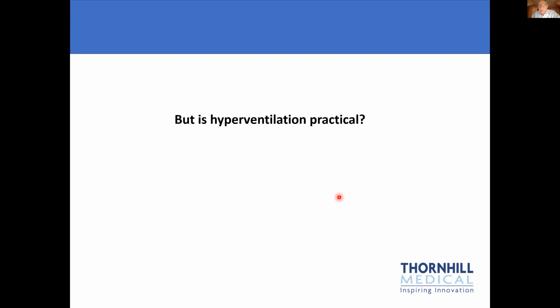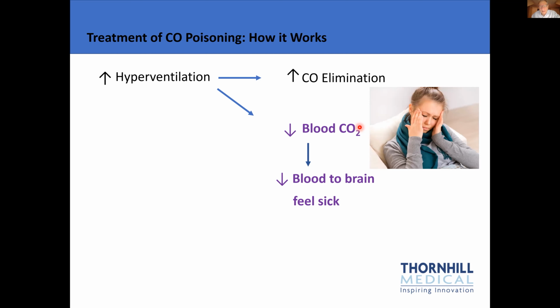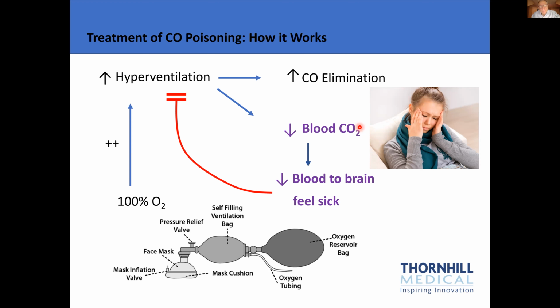Okay, so hyperventilation would do, but is it practical? How can you apply that to treatment of carbon monoxide poisoning? Because when you start hyperventilation, you increase the carbon monoxide elimination for sure, but you also drop the PCO2. That decreases the brain blood flow, and people feel sick when they hyperventilate. They don't like that. And that stops them from hyperventilation, and that basically stops your treatment.